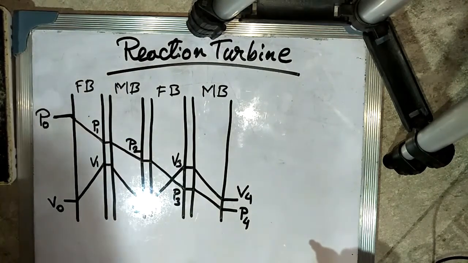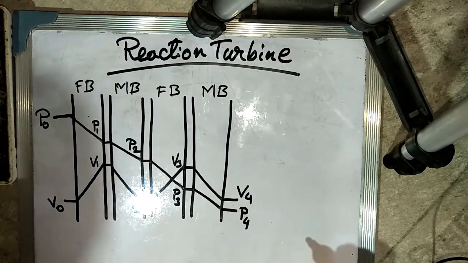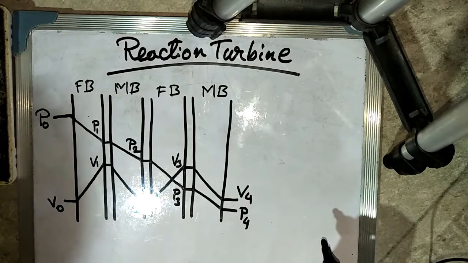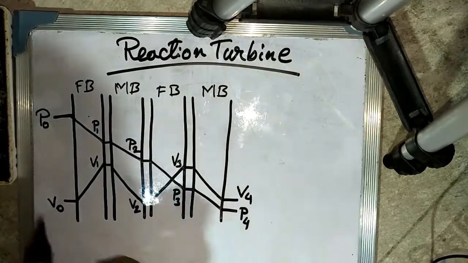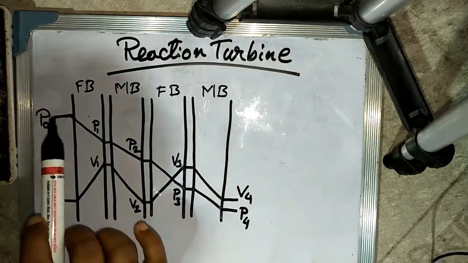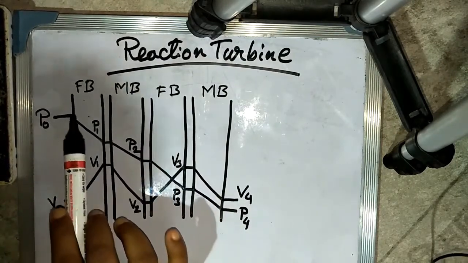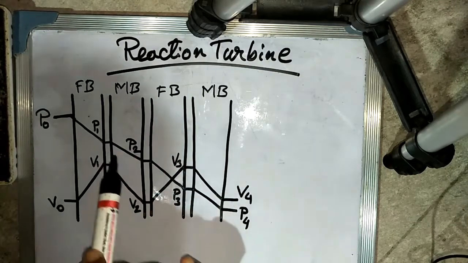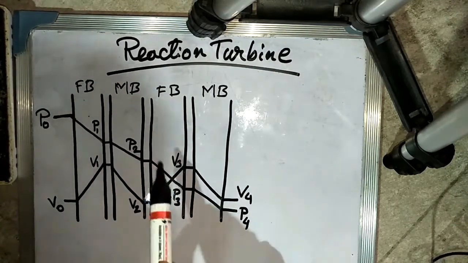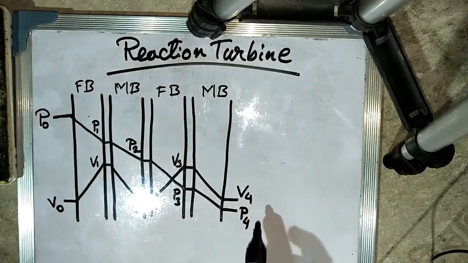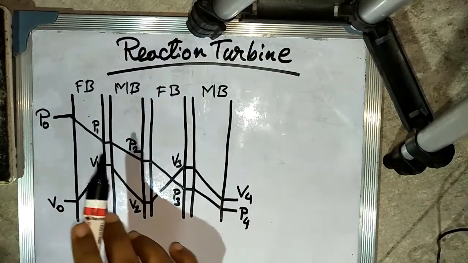In these turbines, the pressure drop occurs both in the nozzles or the fixed row of blades as well as the moving row of blades, as shown in this figure. The inlet pressure in the fixed blade is P0, then it drops across the fixed blade, then again the pressure drop occurs in the moving blade, then the fixed blade, then the moving blade. So you can see the pressure drop occurs in the fixed blade as well as in the moving blade.